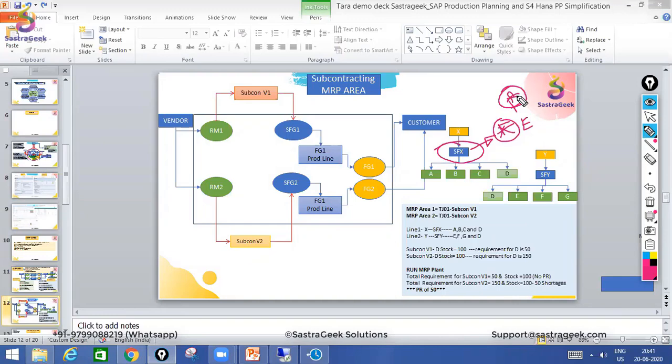Then during the MRP run, the system will check how much stock is available at the subcontractor location. It already knows 100 is available. Then through the ME2O process, or now in Fiori, with movement type 541, we will send only 50 material from my location to the subcontractor. So the total stock there will be 100 plus 50 equals 150. Then the subcontractor will produce the material and send the SFG2 material back to us. So this is how the subcontracting process happens in detail.